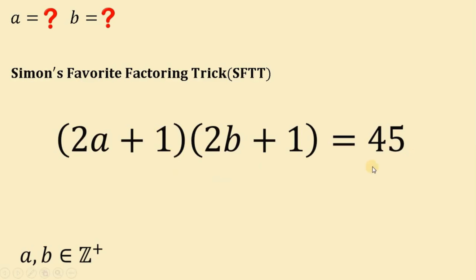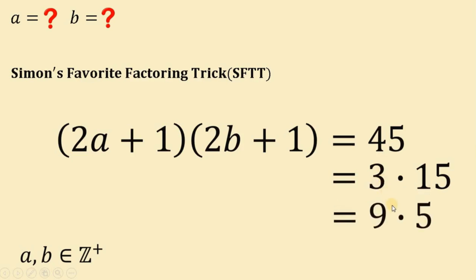Now at this point, to solve for the values of a and b, what we're going to do is think of some factors of 45. Now, 45 can be written as 3 times 15, and also 45 can be factored as 9 times 5. Now, the question is, why not use 1 times 45? The reason is if one factor is 1, then one of these factors must be equal to 1. Let's say, for example, 2b plus 1 equals 1, then b must be equal to 0, and we don't want b to be 0 because a and b must be positive integers. Therefore, 1 times 45 is not part of our case here.